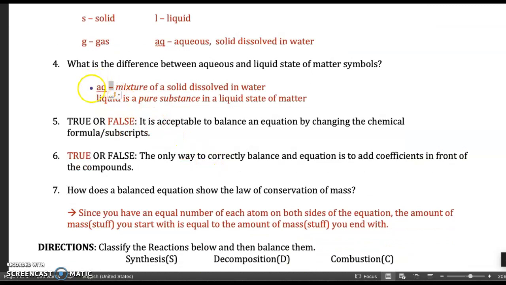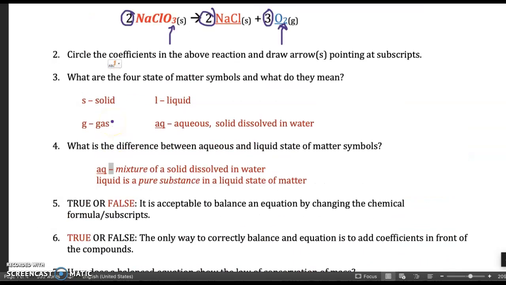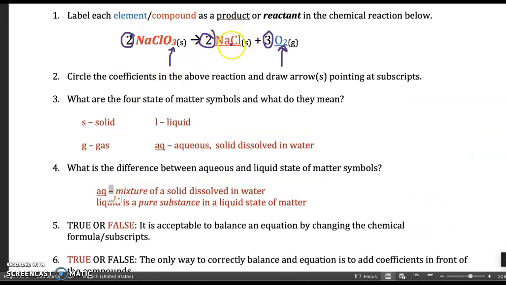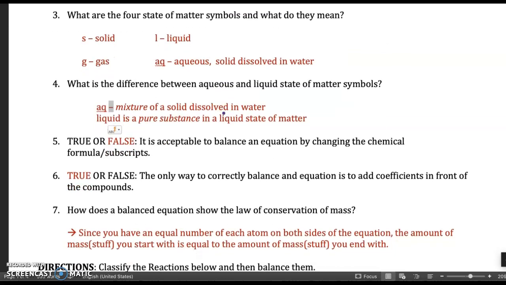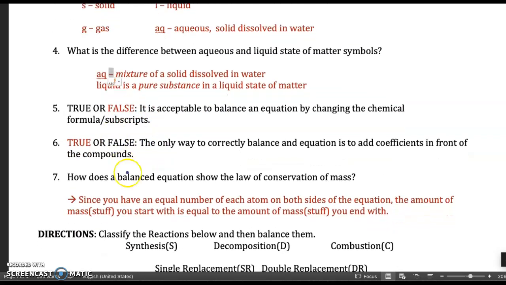Number 5, true or false: it is acceptable to balance an equation by changing the formula. That would be like balancing this by putting a 2 by the Na and a 2 by the Cl here. That's false. You can't do that. The only way that you can balance is by putting coefficients in front.